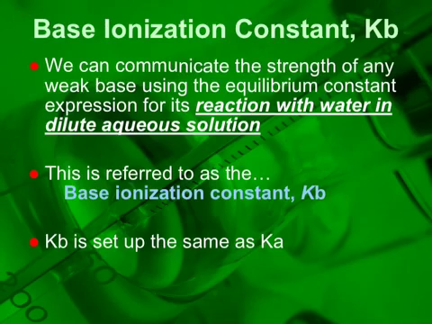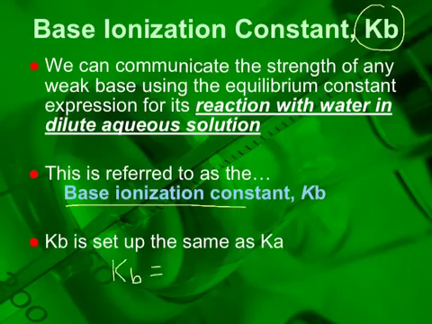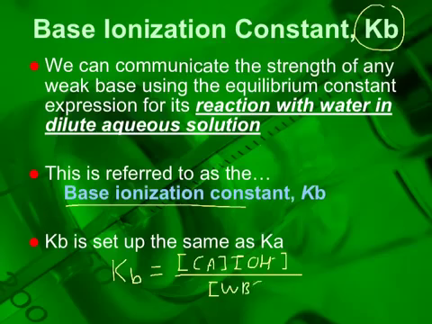We will now officially introduce the equilibrium constant for the base reaction, also known as the Kb. This is a way to measure the strength of the weak base, and we're going to measure it by the amount of reaction with water in dilute aqueous solution. So this is called the base ionization constant. The Kb is set up the same as Ka, which is to say that the Kb is equal to the concentration of the conjugate acid and the concentration of the hydroxide multiplied together, divided by the concentration of the weak base.